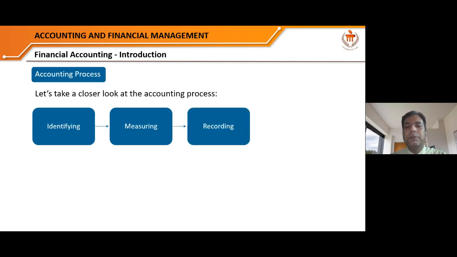We move next, we do the next step, we record. Let's say I have a firm and I bought furniture for 20,000 rupees. I recorded 20,000 worth of furniture in my books. Now moving next, once I have recorded that, I have identified that I bought furniture, I did a financial transaction, and I measured that it involves 20,000 rupees.